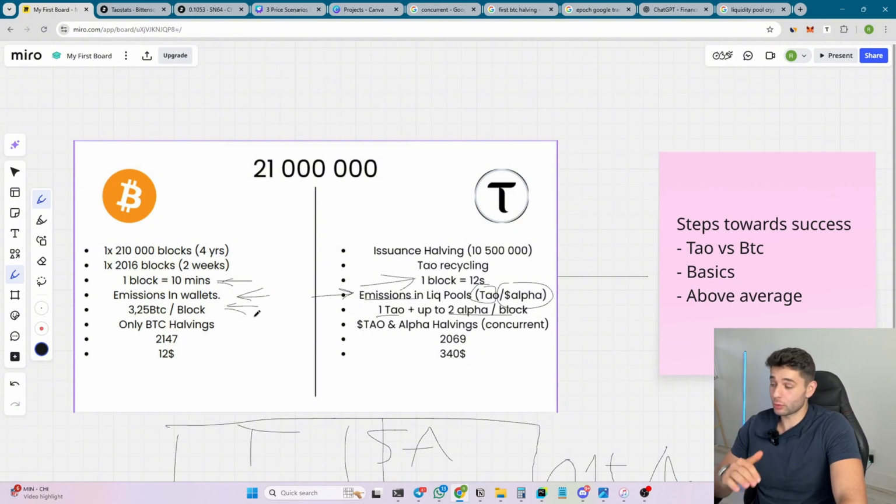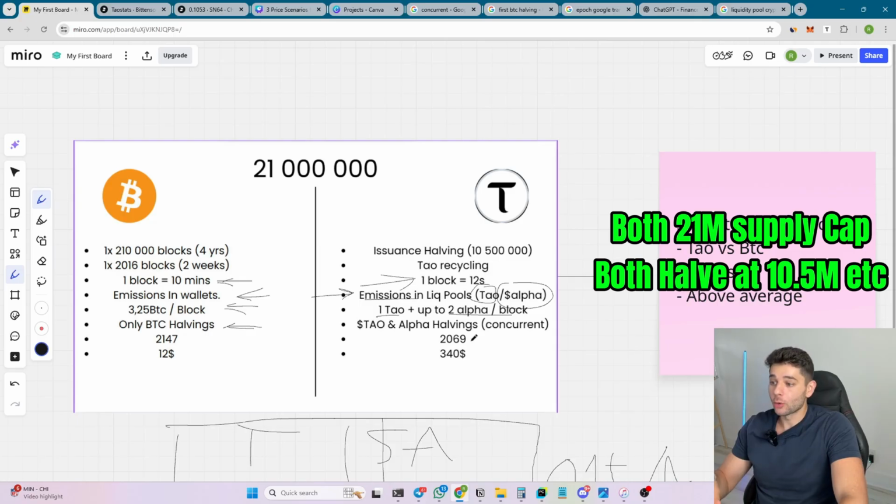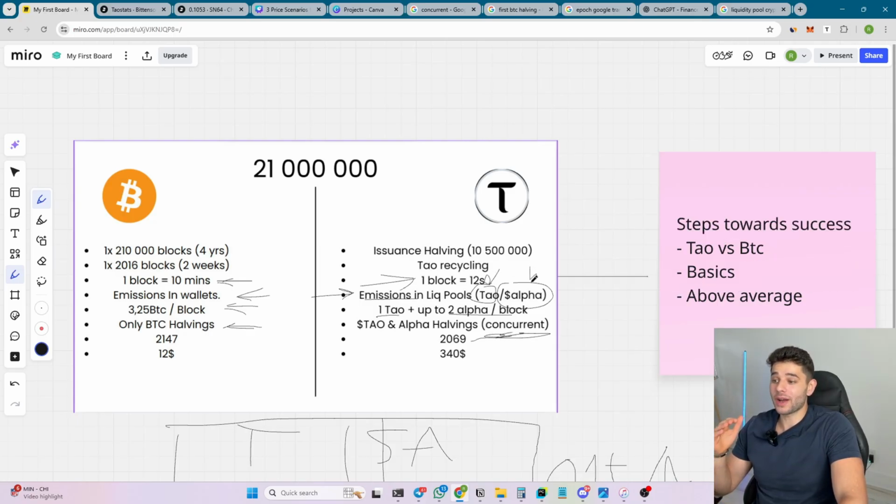And also super, super important, in Bittensor, there are two concurrent halvings running at the same time. There's the Tao halving and there's the Alpha halving that have their own time frames. So this is where it's going to get a bit more difficult. So pause the video, rewrite it, take some notes, but this is super important for you to understand.